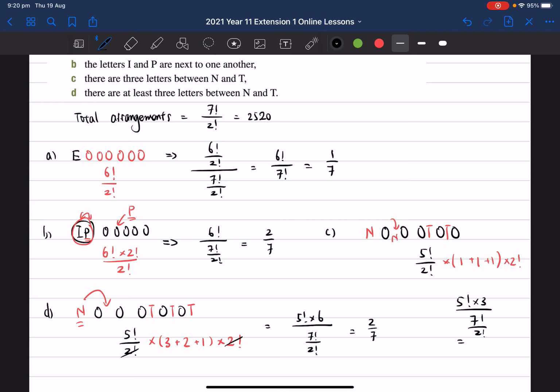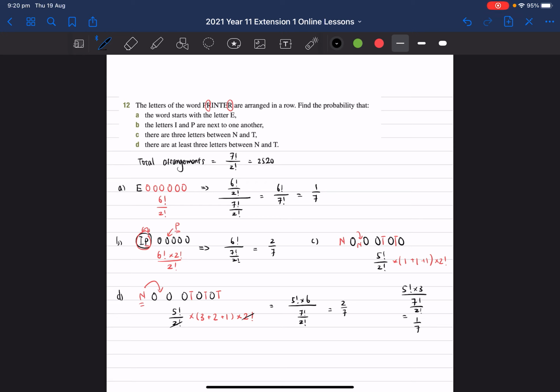So as you can see here, it's really easy to make mistakes if you're not really careful. The answer is 1 over 7. Yep, I think that looks right now. Just have to be very careful with the question. It's way too easy to make silly mistakes, like I did here. Alright, that's question 12.